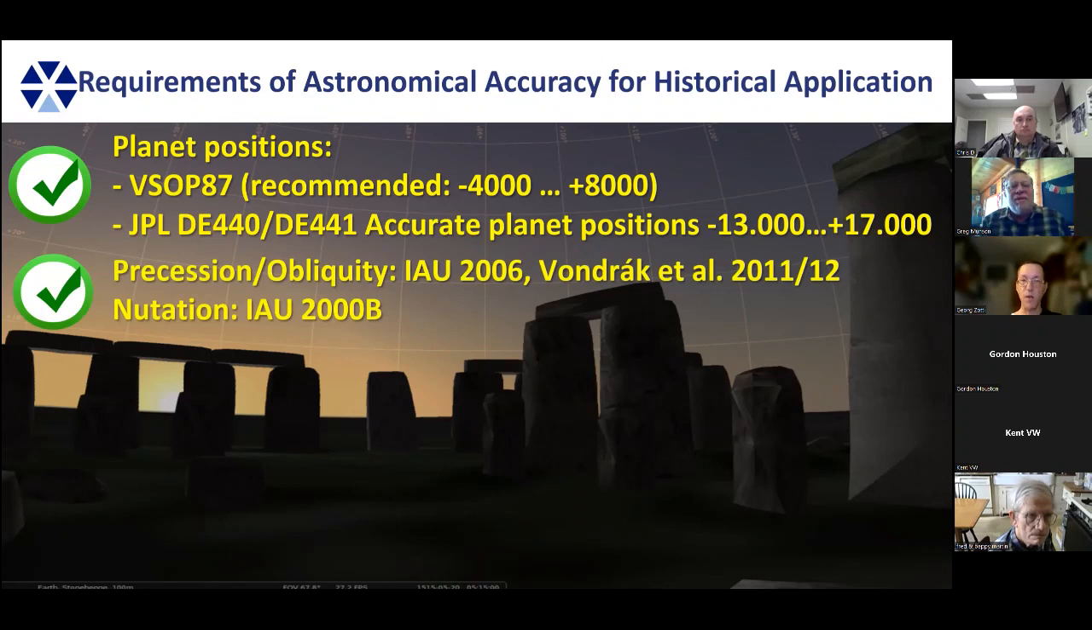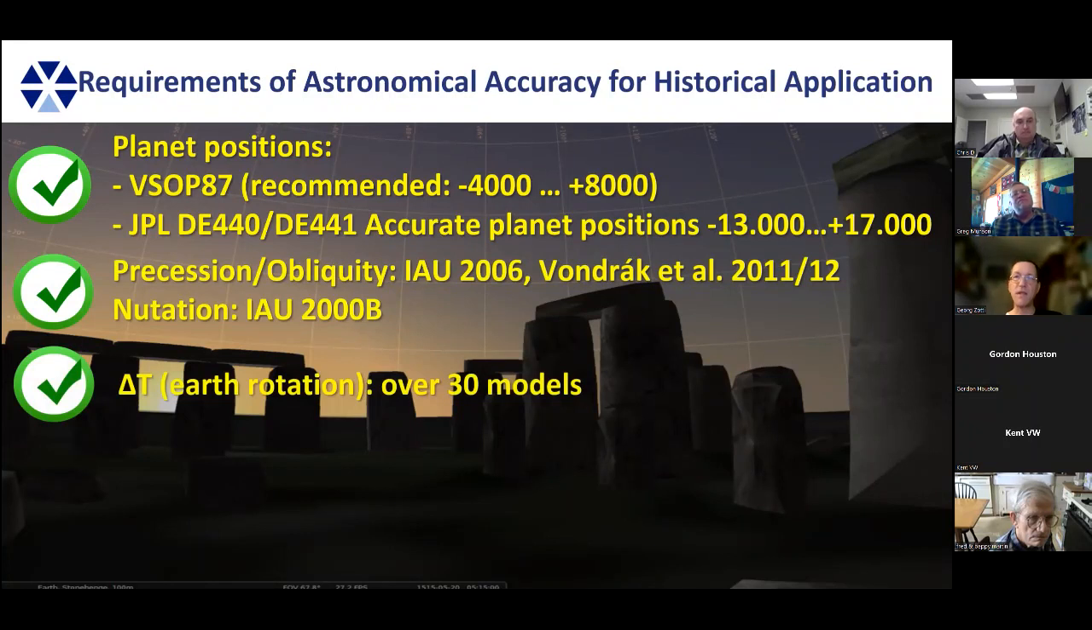I added the precession and obliquity models from Vondrák and others from 2011. That's a long-term model of the motion of Earth's axis. I added nutation, that's the small-scale wobble of Earth's axis. Then, 10 years ago, there was no idea of the delta T motion. This is the effect that's caused by the braking of Earth's rotation. That means Earth is getting slower in its daily rotation. This delta T is very important if you are computing solar eclipses. And finally, we now have over 30 models that you can choose from.